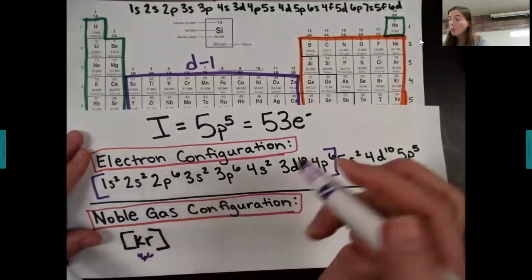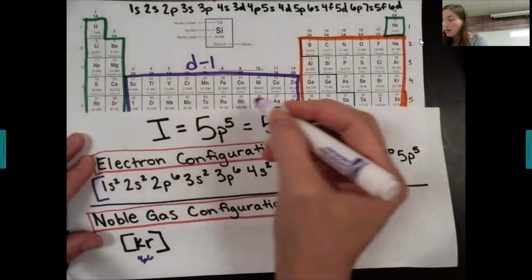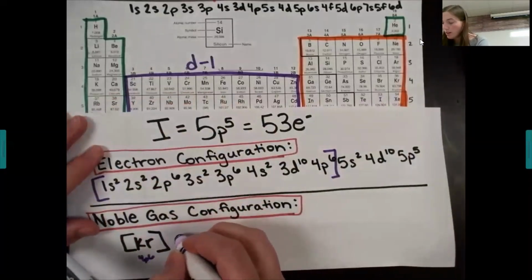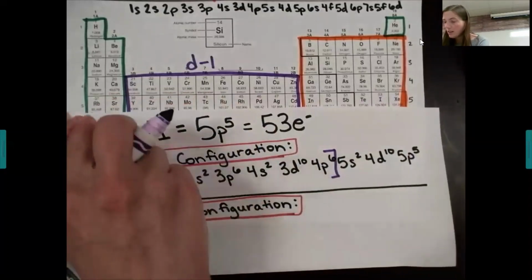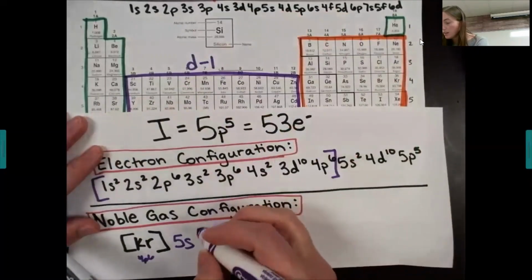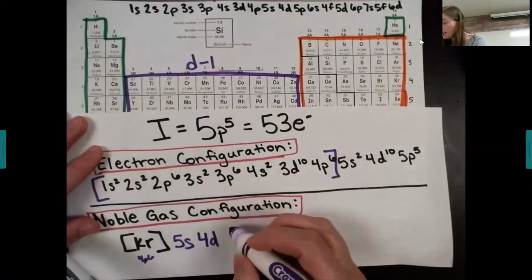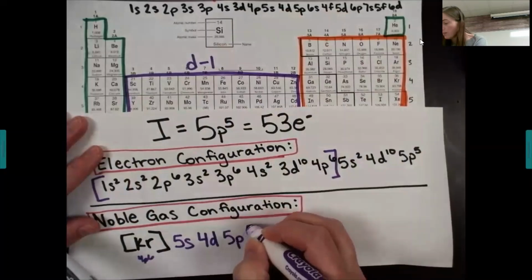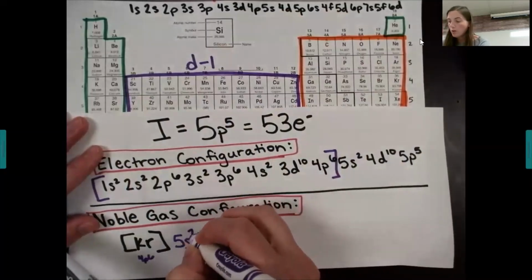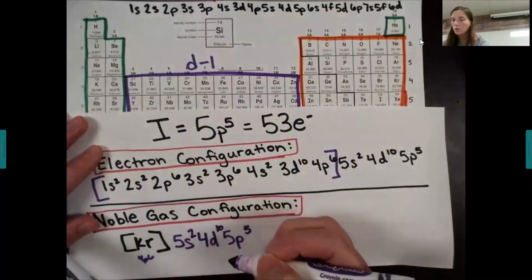Now we start with the row or period that iodine is in. Iodine is in the 5th period, so I start at the beginning of the 5th period, just 5s, and then we go from 5s to 4d, and then to 5p, and we said iodine was the 5th one over. We know from past videos that s's hold 2 electrons and d's hold 10.